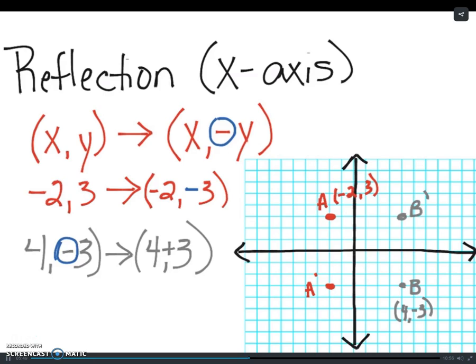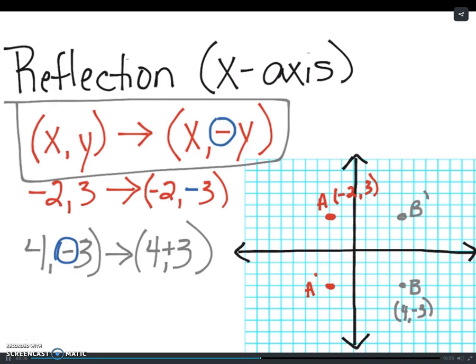And if you had to do this for a shape, say like a square or a triangle, you just have to go through that process for each of the vertices. So you would take each vertex and you would use this formula, right, from (x, y) to (x, -y). That's your formula. And you would use that and you would be able to create each of the new vertices and then you would connect them.